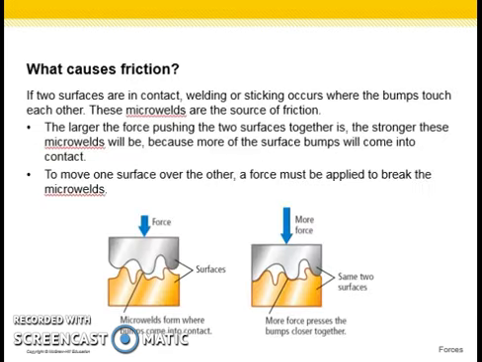So you may not have heard of this term before, a microweld. Well, what is that? Well, it's a welding or sticking that occurs where the bumps touch each other. So the microwelds become a source of friction, and the larger the force pushing the two surfaces together is, the stronger these microwelds will be, because more of the surface bumps will come into contact. So to move one surface over the other, a force must be applied to break the microwelds.